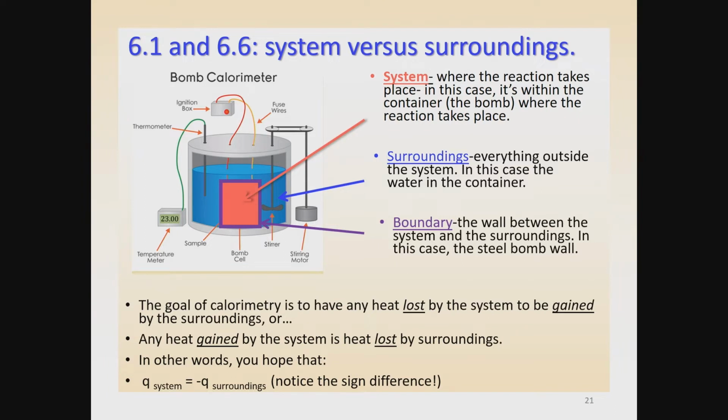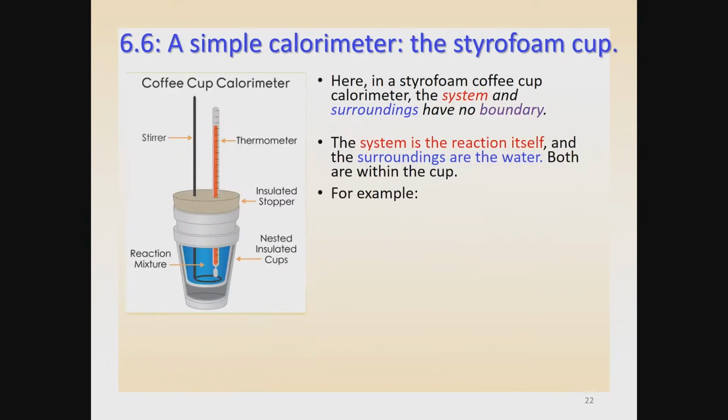And then also what you want to do is, because heat is lost by the system and heat is absorbed by the surroundings, you have to have an opposite sign. So the Q of the system must be equal to the negative Q of the surroundings.